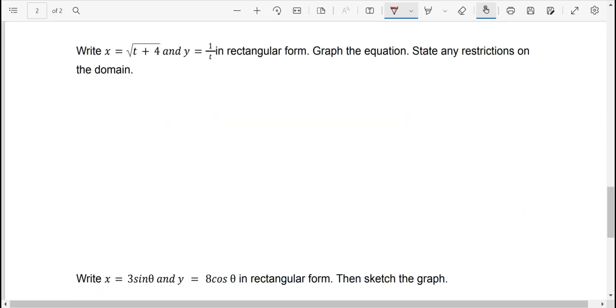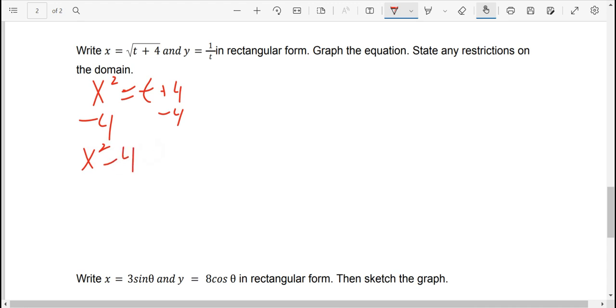Next, let's eliminate the parameter again. So once again, and of course, the rest of the directions: graph the equation, state any restrictions. I'm going to square both sides because we need to get t alone in the x equation. Subtract 4.